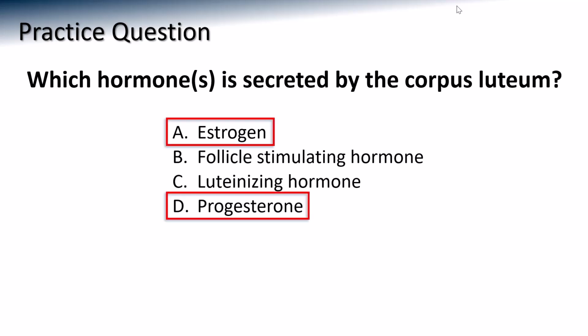All right, the correct answer was both estrogen and progesterone. Remember, the corpus luteum is the little body that is formed by the granulosa cells after ovulation that exists to secrete estrogen and progesterone through the end of the ovarian and uterine cycles.